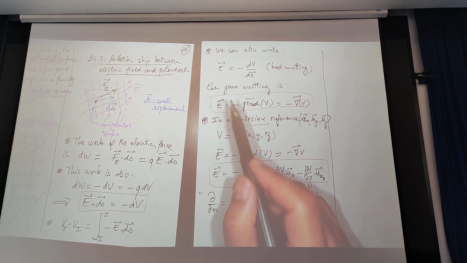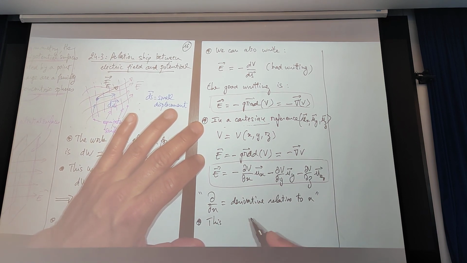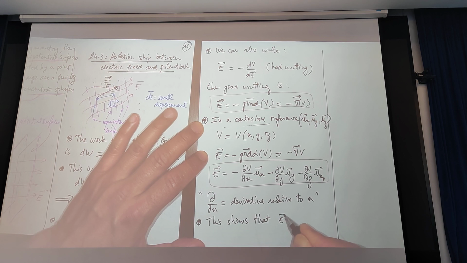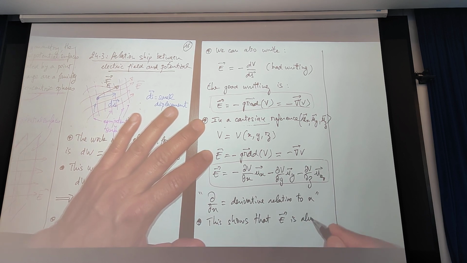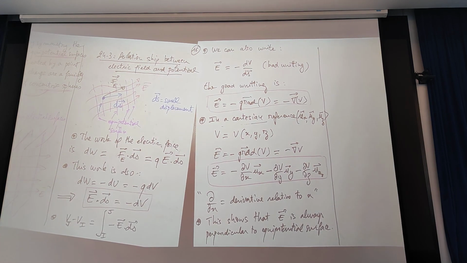And this by definition shows that E is always perpendicular to the equipotential. By definition, the gradient is always perpendicular to the surface. This is the mathematical property.